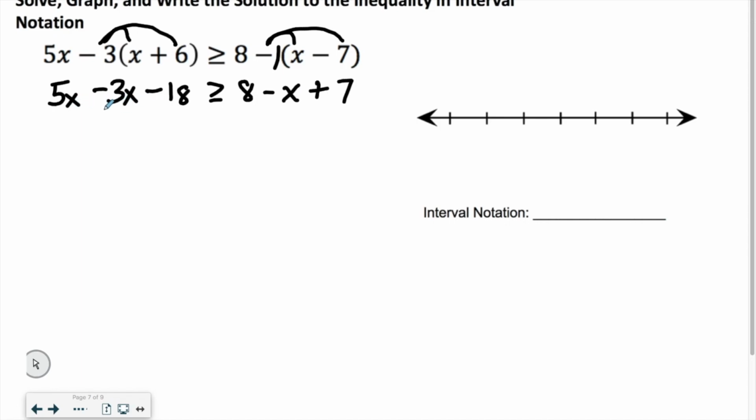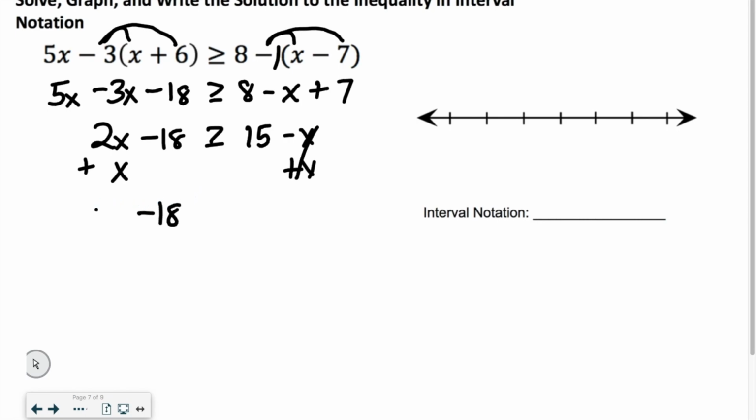So a few things we can combine before we get going. We have 5x minus 3x, which is 2x minus 18. And 8 plus 7, which is 15, minus x. So we have to decide if we're going to add x or subtract 2x. If we add x, that would keep our x positive. So this cancels out, leaving you with -18 and 3x greater than or equal to +15.